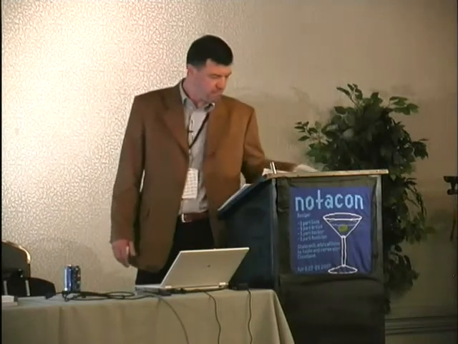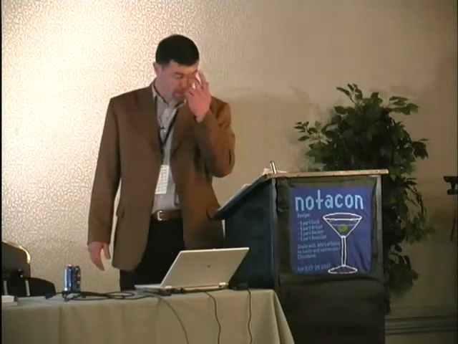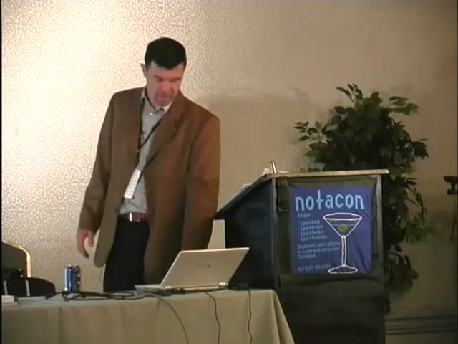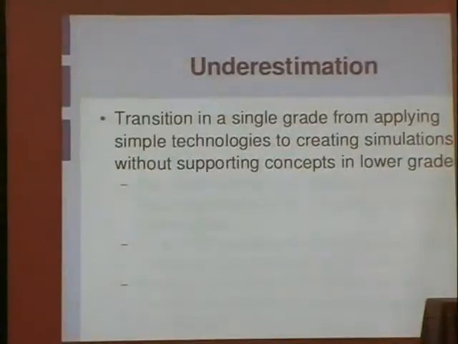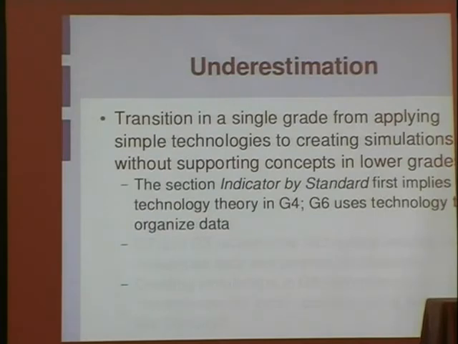Underestimation. Papert's studies and those of many of his students show that children can learn at ages as young as 4. The transition in a single grade from applying simple technologies to creating simulations without supporting concepts in lower grades really isn't so much a way that they underestimate. Perhaps this could be an overestimation. They're supposing that suddenly in this particular grade these kids become knowledgeable of how to do programming, but that really doesn't help because the teacher's not instructed how they're supposed to get to that point in the first place.